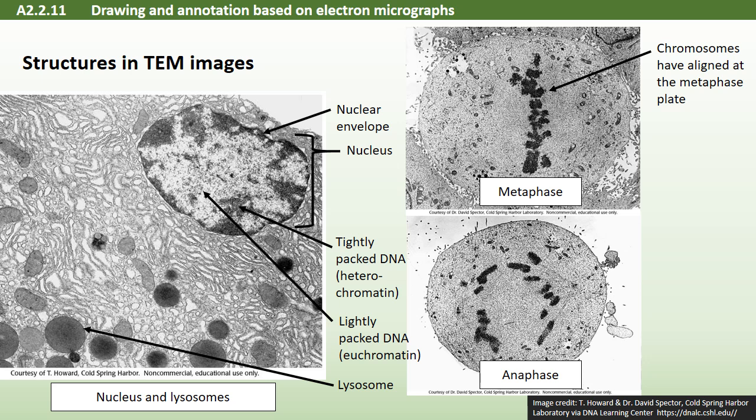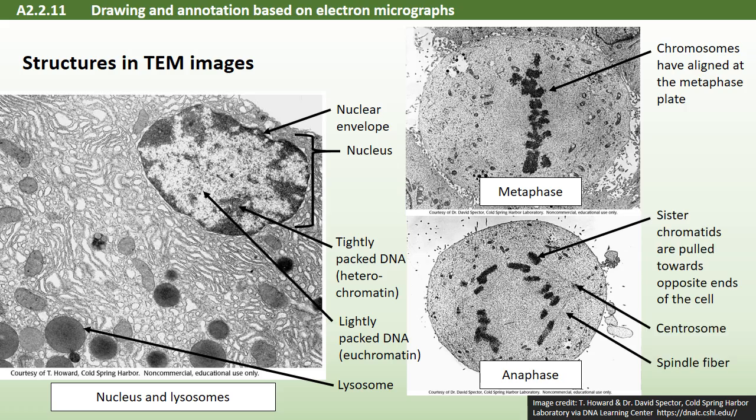To the right, chromosomes have aligned at the metaphase plate. And below, anaphase, you can see the sister chromatids being pulled towards opposite ends of the cell. You can see the centrosome and the spindle fibers. These types of pictures on the right are what you will be studying when you're learning about mitosis and meiosis.